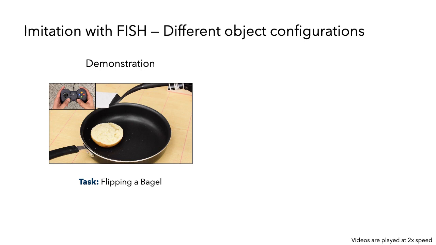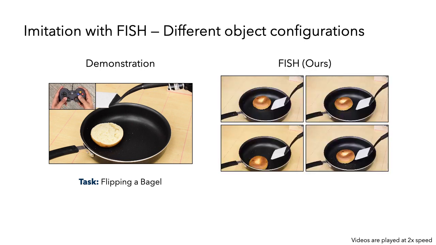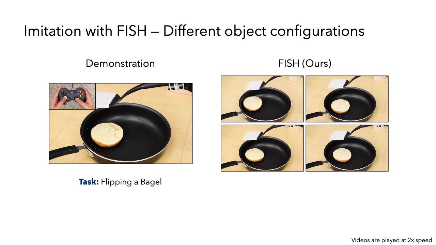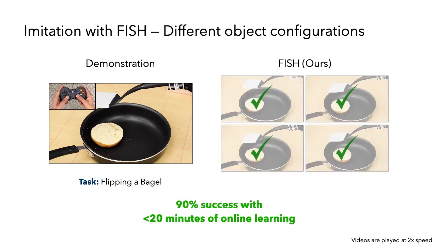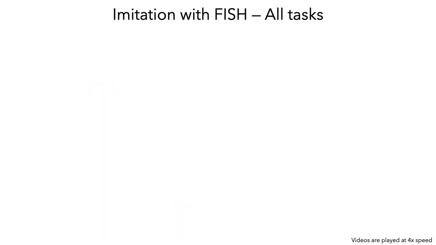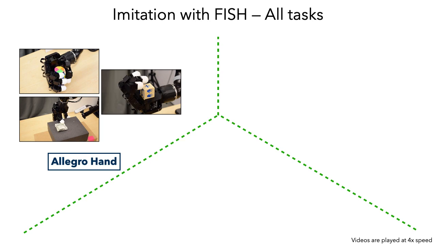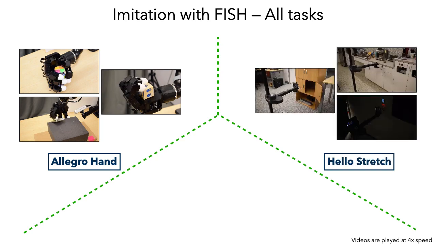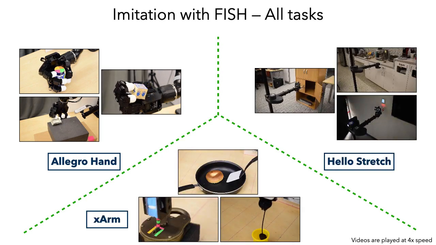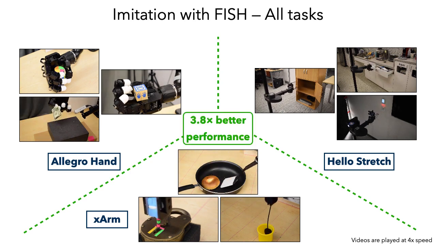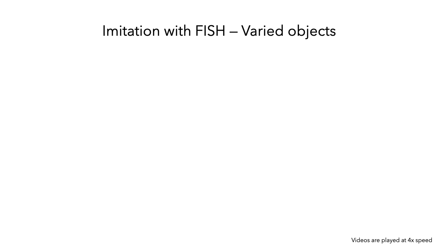Let's go back to the task of flipping a bagel. We observe that FISH is able to generalize to different object configurations, achieving 90% success with less than 20 minutes of online learning. We evaluate our method across 3 different robot morphologies: the Allegro hand, which is a robotic hand, the Hello Stretch, which is a mobile robot, and the xArm, which is a robot arm. On average, we observe a 3.8 times better performance as compared to prior work.